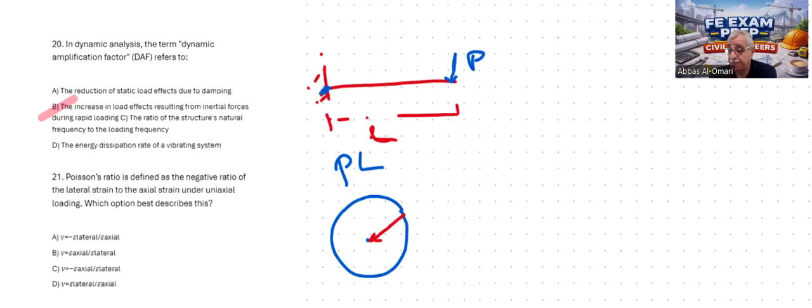Next question about Poisson's ratio. So the Poisson ratio is defined as the negative ratio of lateral strain to the axial strain under uniaxial loading. Which option best describes this? So it gave us the definition of Poisson ratio, which is the lateral strain to the longitudinal strain or the axial strain, and there is a negative sign.